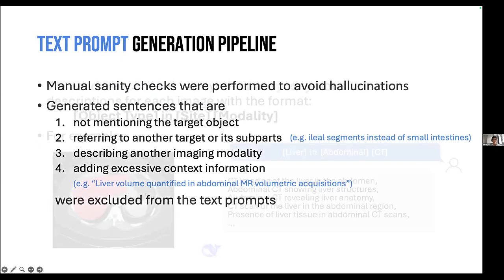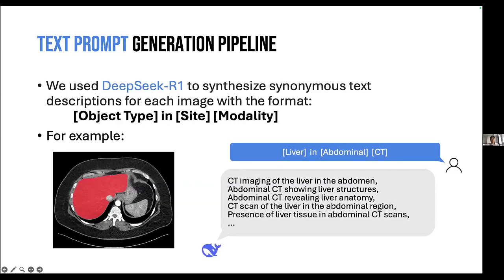Okay, so just to introduce a little bit about the text prompts we are using for the text-guided segmentation task. We want to introduce as much linguistic diversity to the text prompt as possible. So we used a large language model, DeepSeek to be precise, to synthesize multiple semantically equivalent descriptive sentences for each image case. And the generation process follows a template-based prompt structure, which I have already put here in the slides, that takes three key pieces of information, namely the object type, the anatomical site, and the imaging modality.